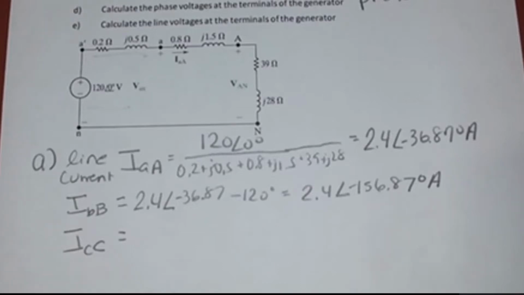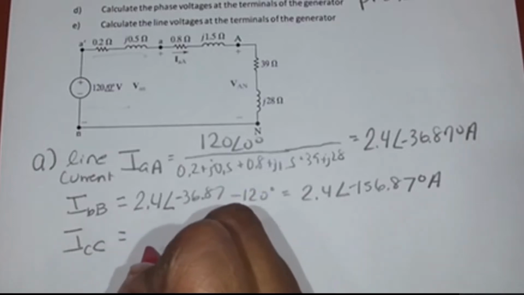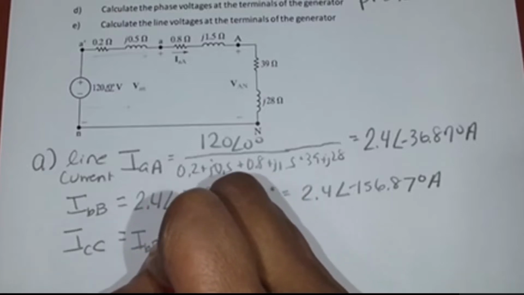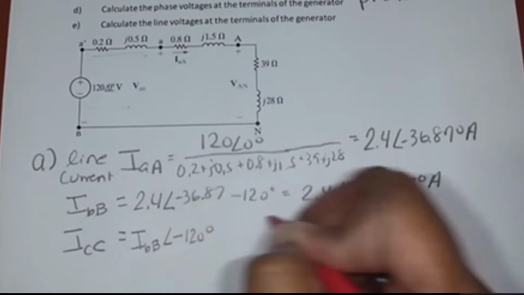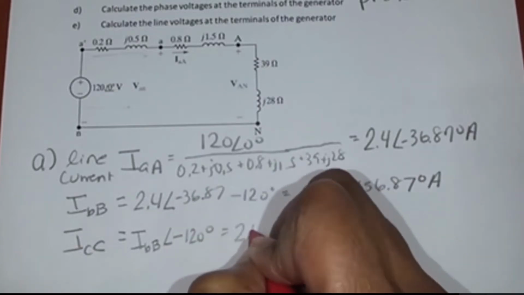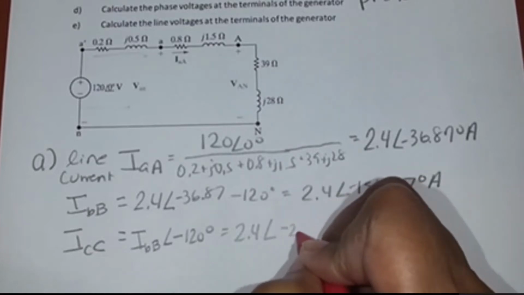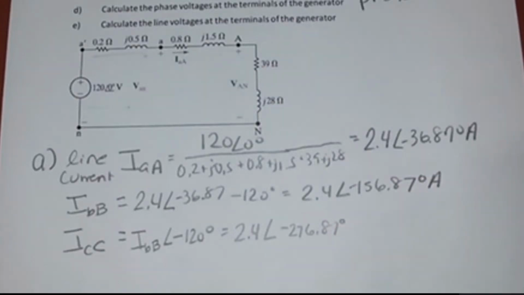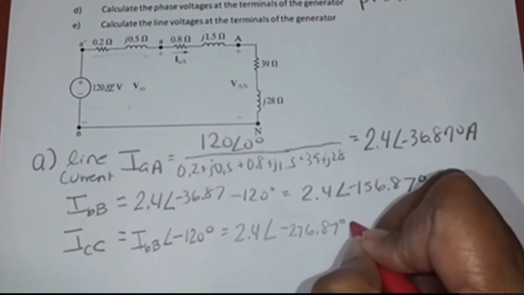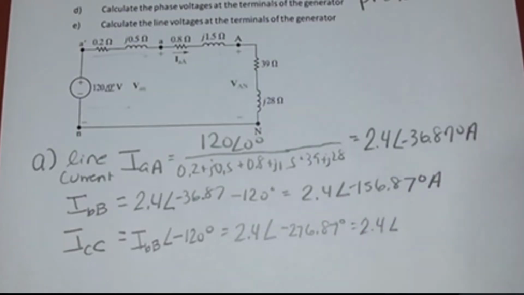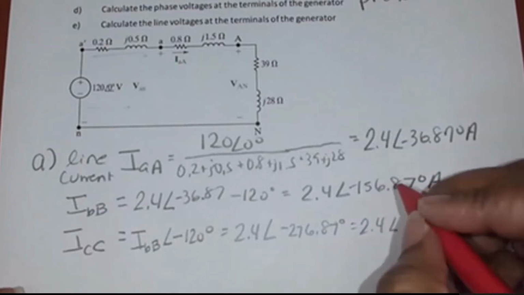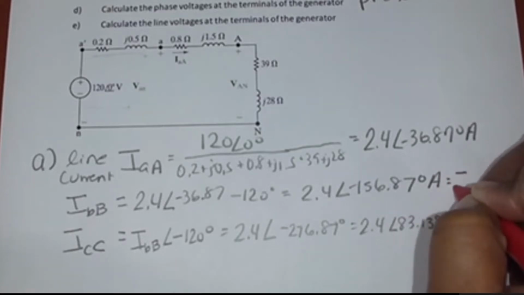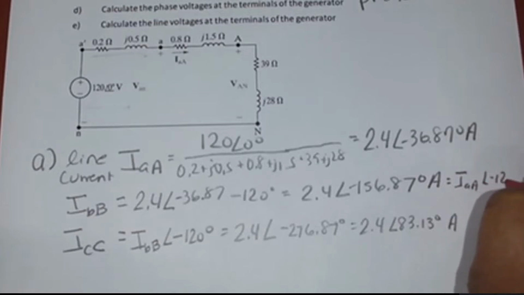Okay. ICC is when I delay IBB by 120 degrees. So that ends up being 2.4 with an angle of negative 276.87 degrees. Or it might make more sense to just write that as the positive value, which is 83.13 degrees. Just like this one was the same as IAA delayed by 120.